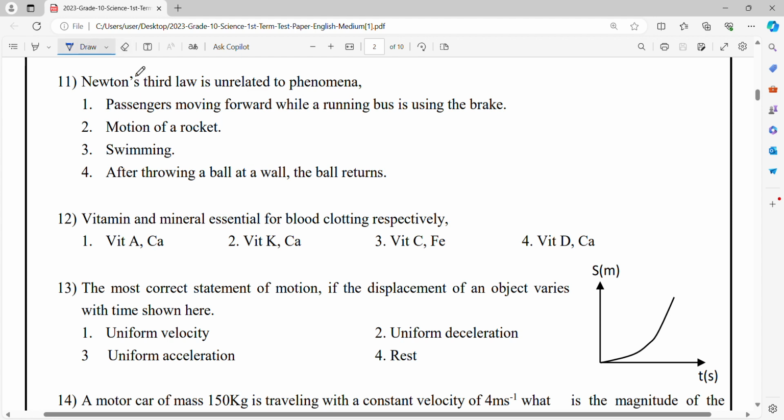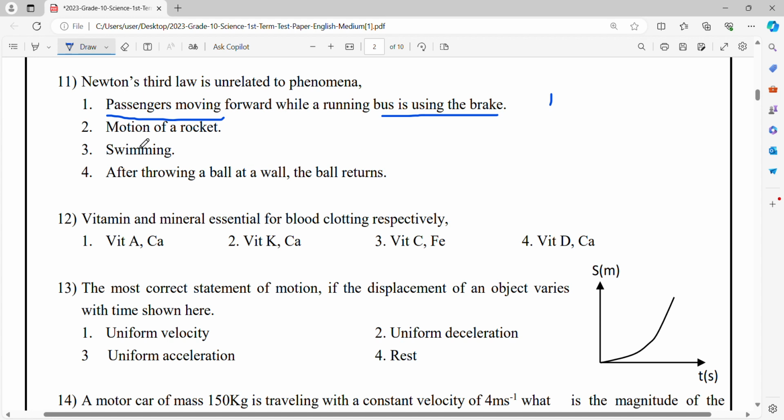So when the bus comes to rest, the passengers move in the velocity of the bus. So here Newton's first law is applied.